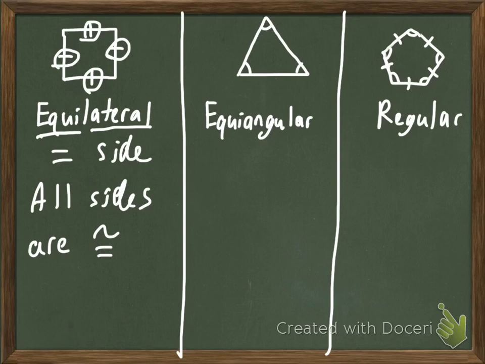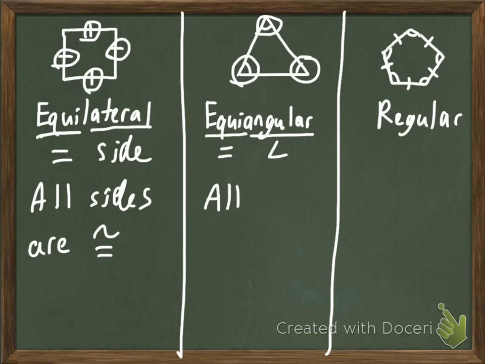Equiangular. Well, again, we have that equa for equal, and then we have angular, and that looks like angle. So we have equal angle. But you can see I also again denoted all of these angles are congruent, which means they also have measures that are equal. So equiangular means that all angles are congruent.